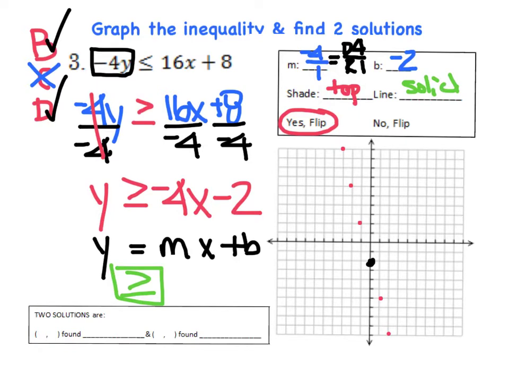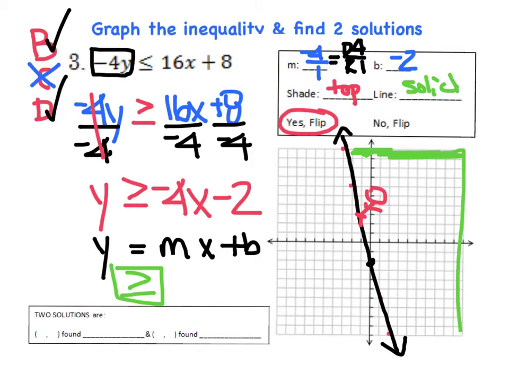Once I have enough points, pay attention to what you wrote down: solid or dashed. We said solid, so I can actually draw a solid line here. If you need to draw your stick figure man on the line, that's fine to help you figure out where's above and where's below. Above is going to be at the top of the y-axis, so basically this whole area here.